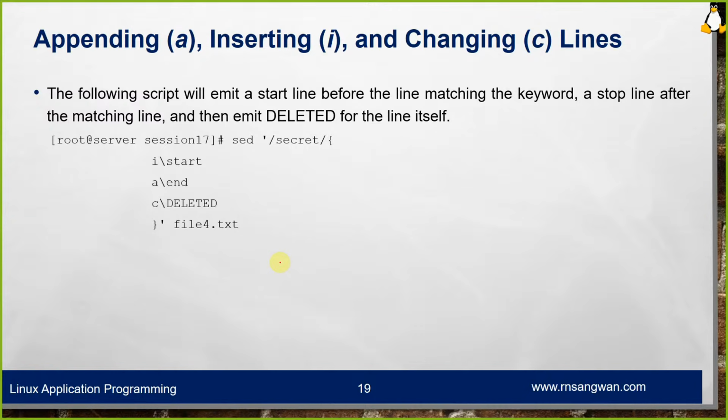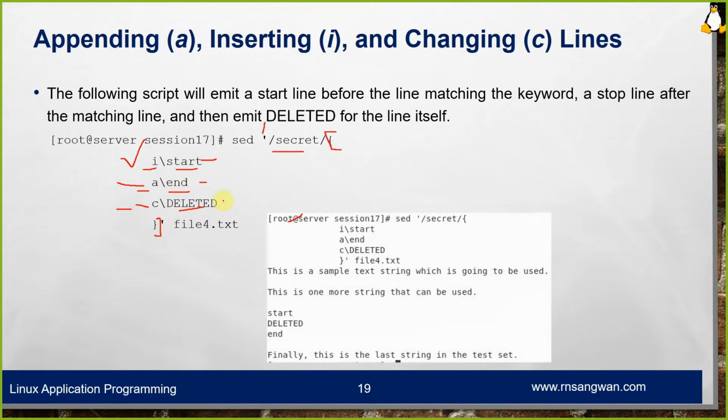So SED, then we continue writing the script, single quote started, /secret/, and all the commands are grouped together with curly braces. Curly braces, i start, a end and c deleted, means insert start where the line has the match, append end after the line, and change the line to deleted. Right? This will be done on file 4. You can try on the same.